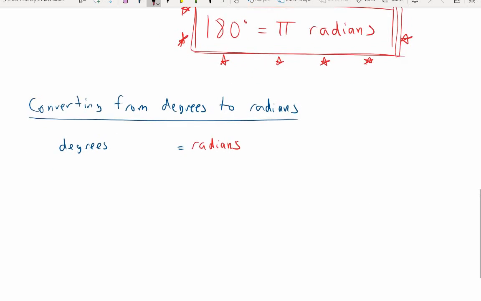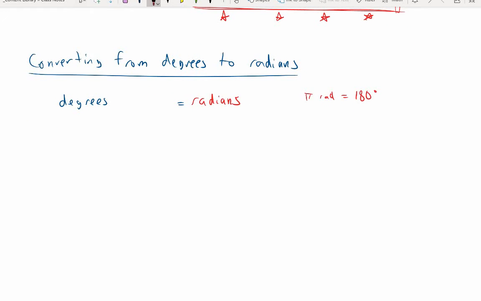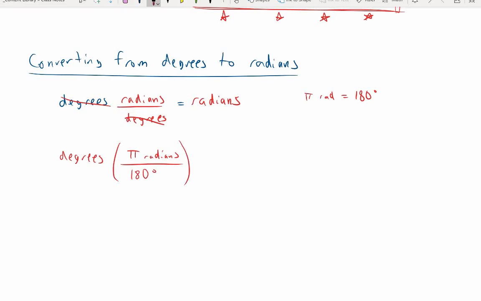Well, we just learned that pi radians is equal to 180 degrees. So if I multiply by some number of radians divided by some number of degrees, we see the degrees will cancel and I'll be left with radians. Specifically, I would want to multiply by a ratio that equals 1, and we're seeing that pi radians is exactly equal to 180 degrees. So when I multiply by pi over 180, I will be left with my answer in radians.